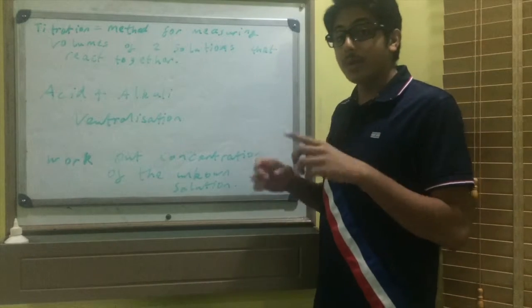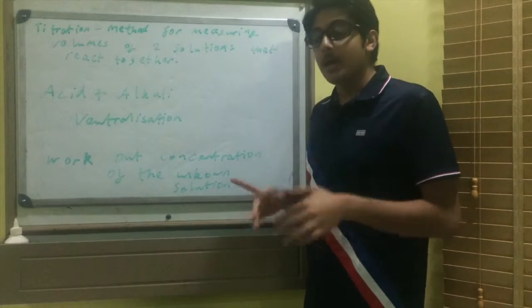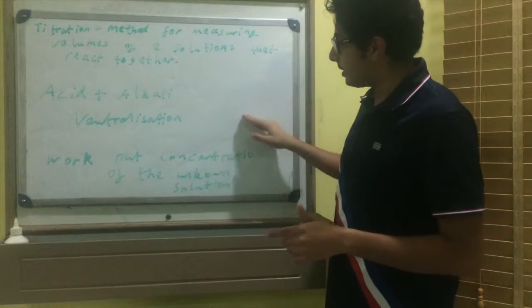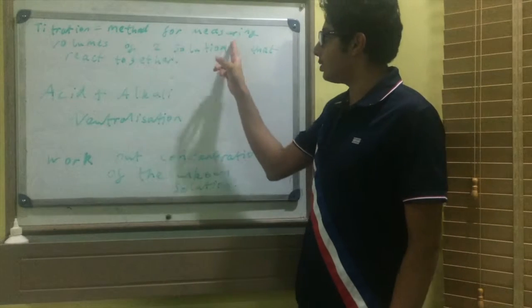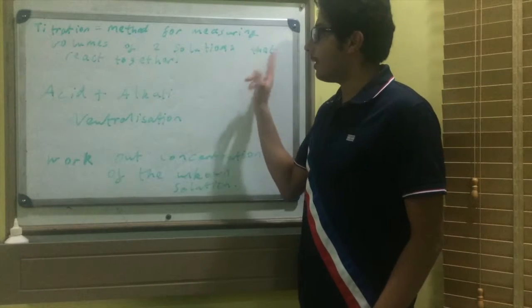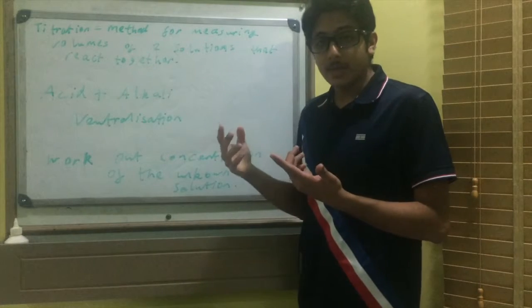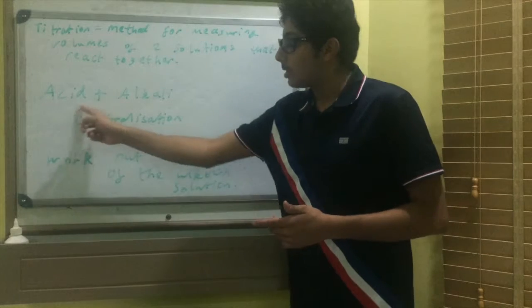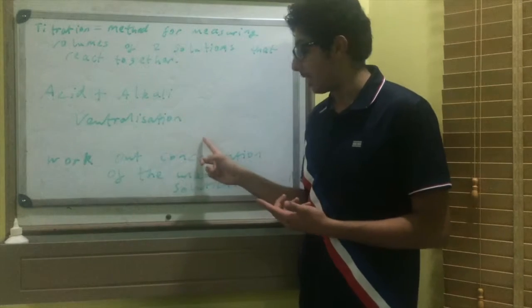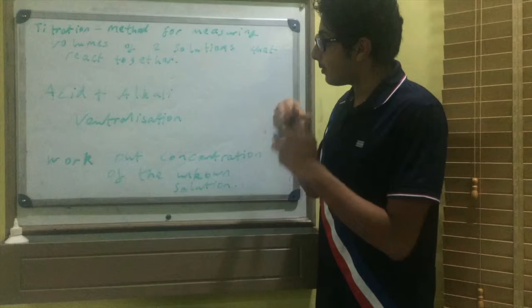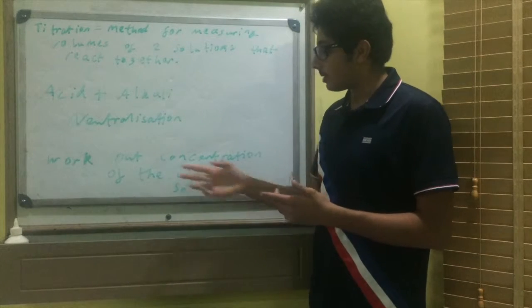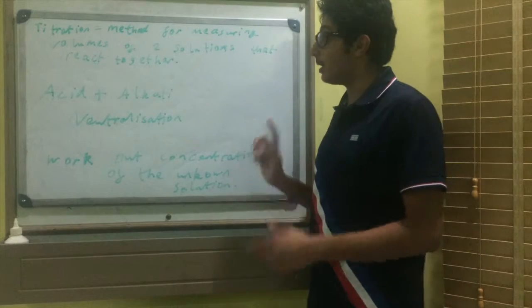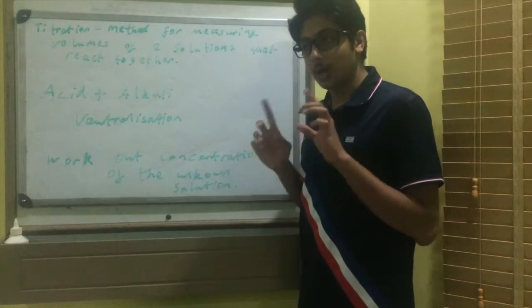Now in this video I will be assuming that you know what a titration is and how to carry out a titration experiment. I'm just going to give an overview of it. Titration is a method for measuring the volumes of two solutions that react together. And in this case we're going to be using the solutions of acids and alkali. And this reaction is called a neutralization reaction. And we can use the results from a titration experiment to work out the concentration of the unknown solution. And that is what we're going to do today, titration calculations.